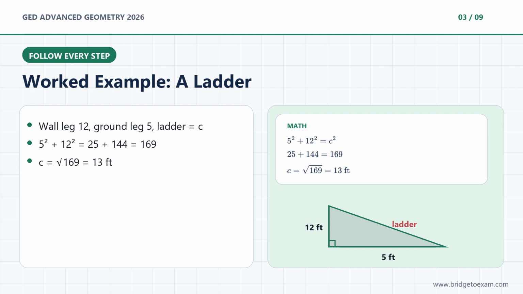Step 3. Compute. 25 plus 144 is 169. Step 4. Take the square root. The square root of 169 is 13. So the ladder is 13 feet long.